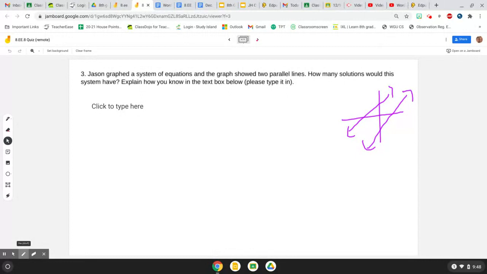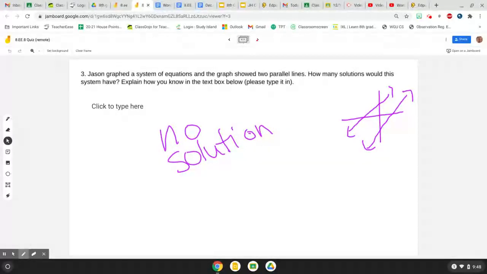No, they're not. So are they going to have a solution? No. So this one's going to be no solution. And then you need to make sure that you explain as well, okay? And I kind of give you a hint on how to explain that. Are they ever going to intersect? It doesn't have to be a really long explanation. Just make sure that you explain it.